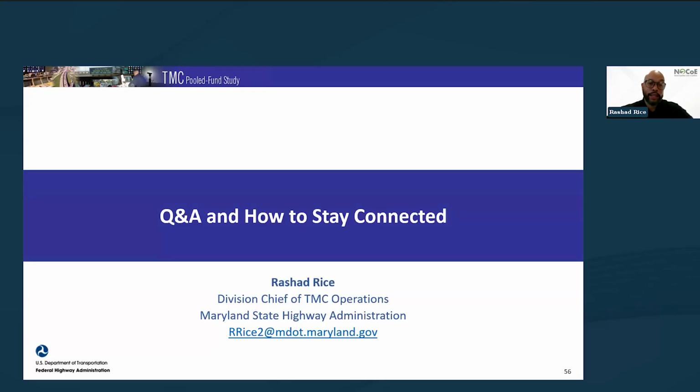And like I said, as a contractor, I started in 2014 as a highway operations technician 1. I have moved up to supervisor by 2018, manager by 2020, and division chief by 2022. So in Maryland, there's tons of mobility here.